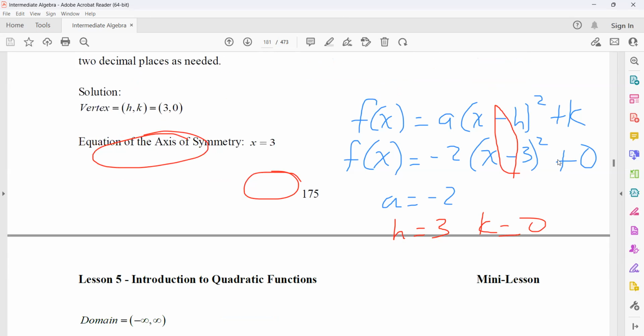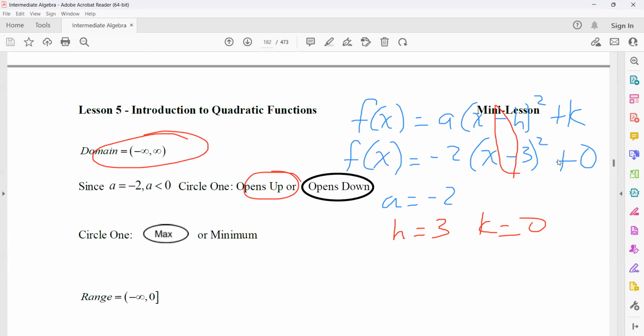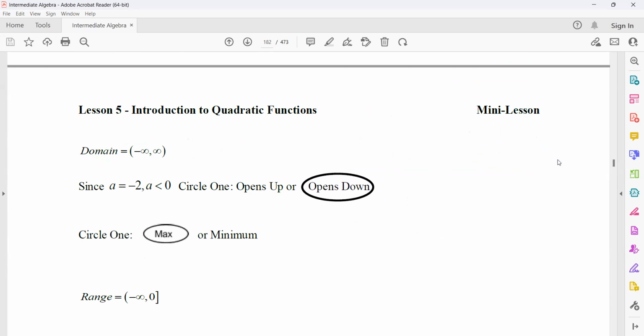All right. Now, what about my domain? For my domain, it's going to be all real numbers, -infinity to +infinity. Now, does the graph open up or down? It's going to open down. Why? Because a is negative. A is less than 0, so it's opening down.